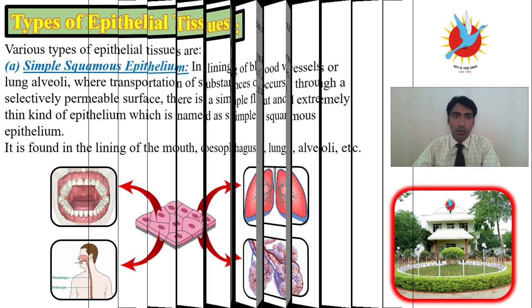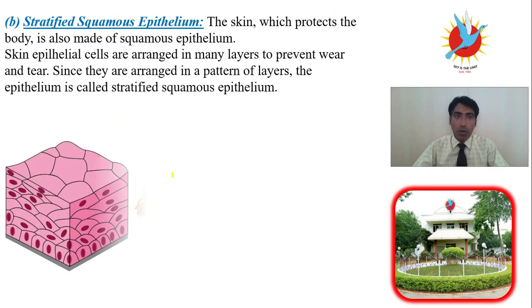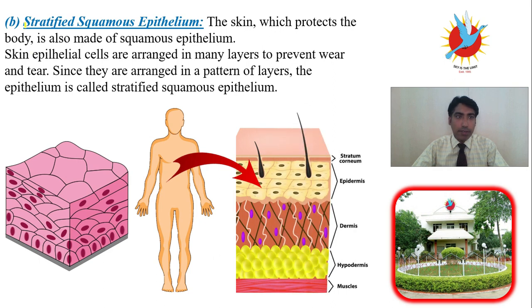Next, the second type of epithelial tissue is stratified squamous epithelial tissue. What is the difference between simple and stratified squamous epithelial tissue? In simple epithelial tissue, you must have observed only a single layer, but here multiple layers are present in this diagram. That is why it is called stratified squamous epithelial tissue. But here the cells are also flat, so they are squamous.